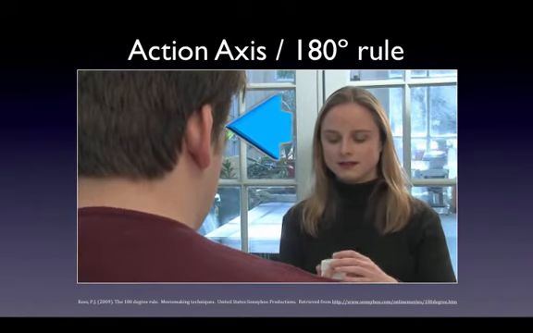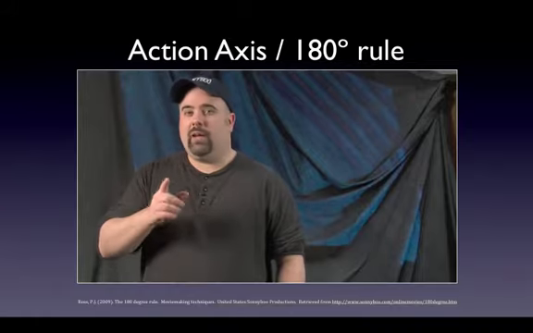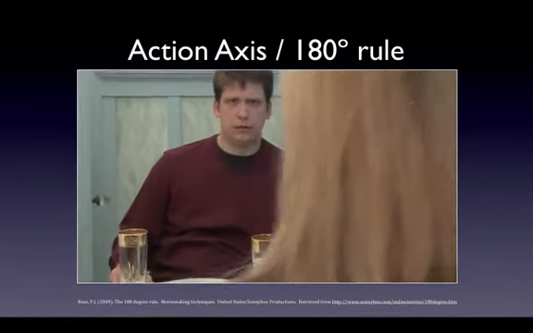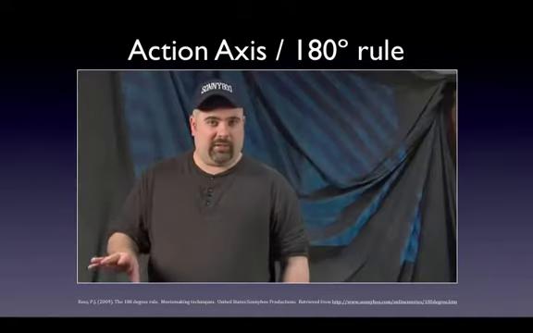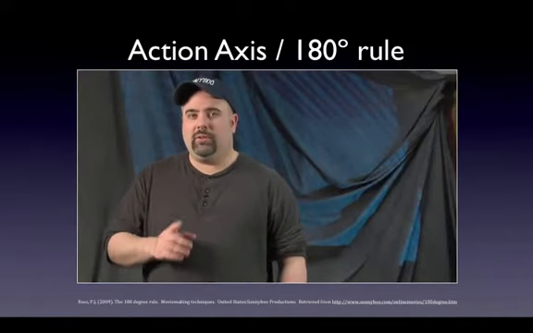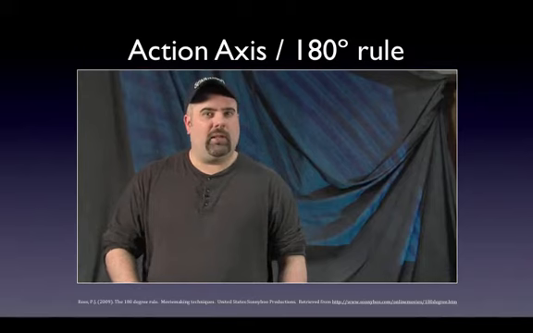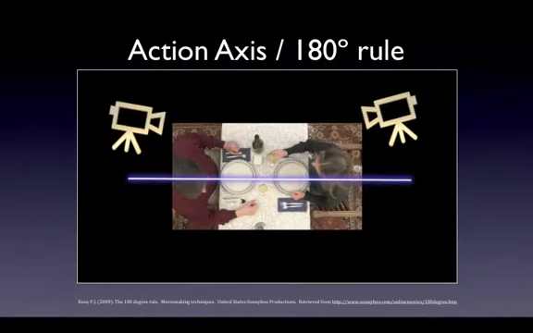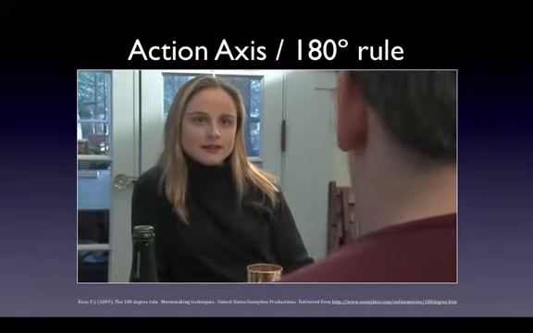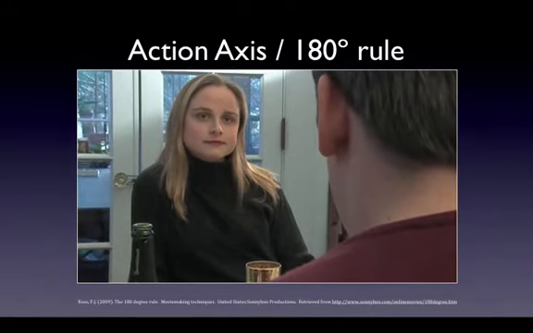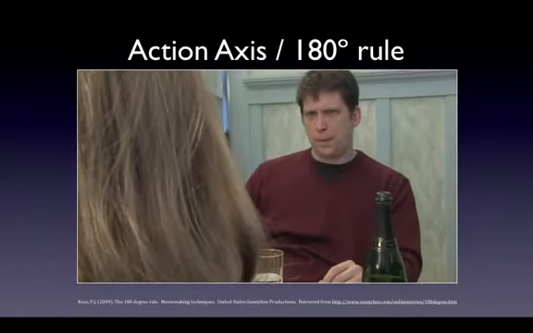Now, you can cross the 180 degree line, but you have to show the camera move, like so. Not only do you have to shoot this movement of crossing the line, but you also have to use it in the edit. That way you orient the viewer. Once you're on the other side of the line, you have to stay on it, unless you move the camera back to the other side. Remember, the camera is the viewer in the scene.